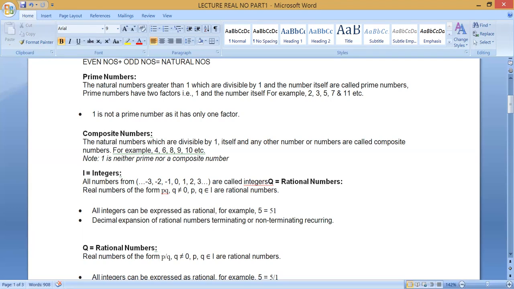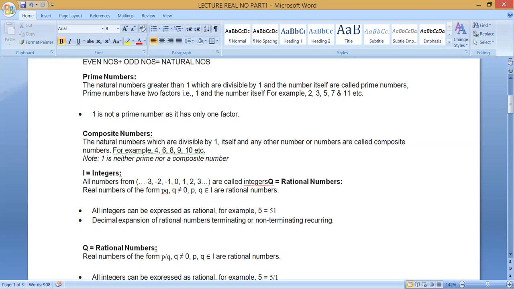When we talk about composite numbers, here comes the question, what is a composite number? The natural numbers which are divisible by 1, itself, and any other number are called composite numbers. You can say simply, what are composite numbers? Numbers which are not prime. Numbers which are not prime are called composite numbers. A simple definition you can keep in your mind.